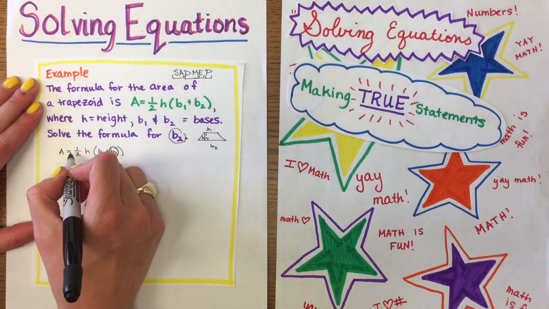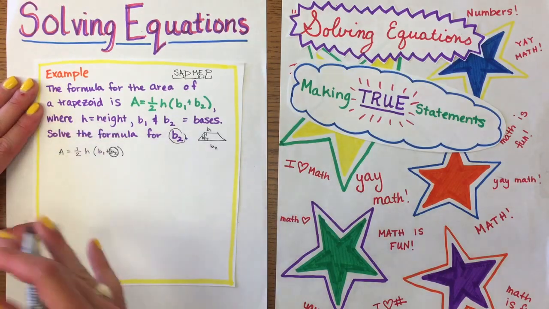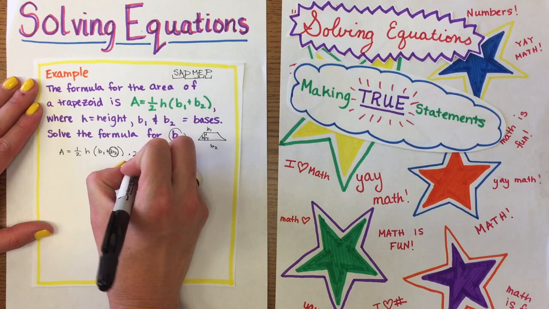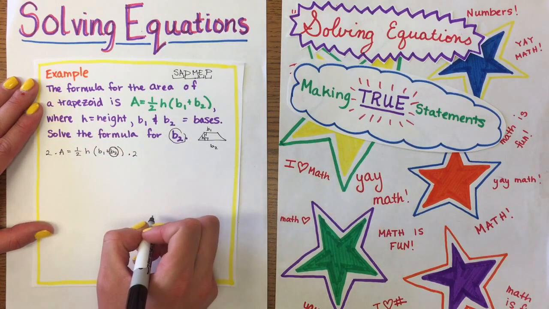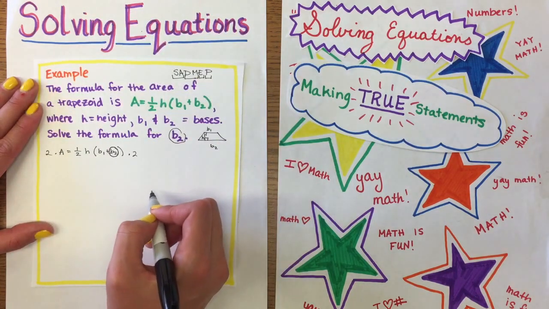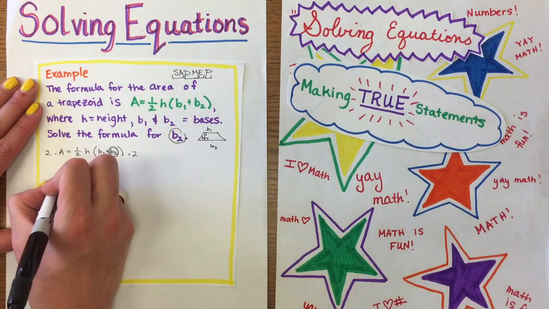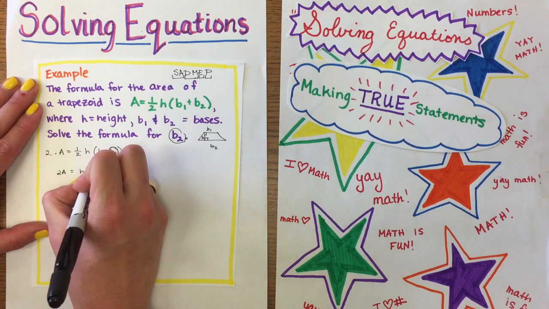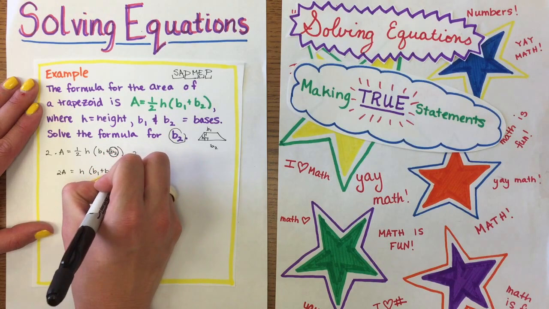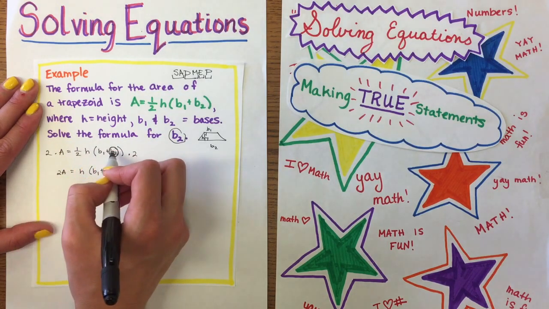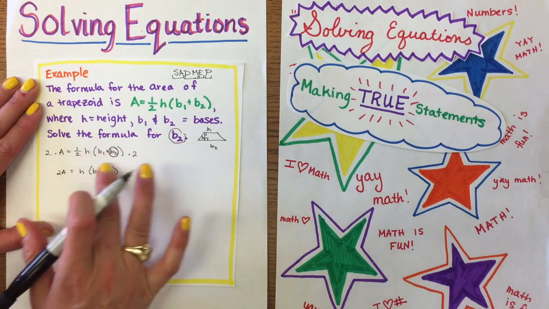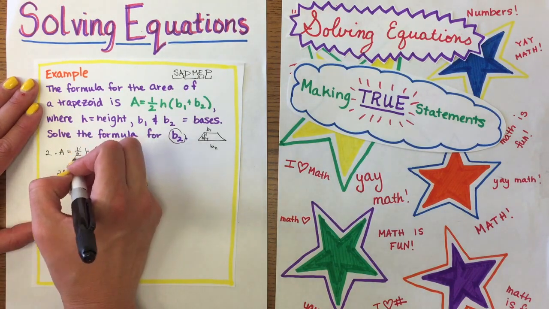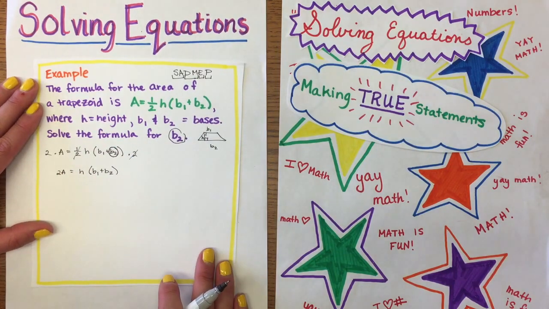I'm first going to focus on getting rid of 1/2. What do I have to do to get rid of a 1/2? I'm going to multiply both sides of my equation by 2. So if I multiply both sides by 2, I get 2A is equal to h times (b1 plus b2). Because 1/2 times h times this value, times 2, is just multiplication, so my 1/2 and my 2 end up canceling.